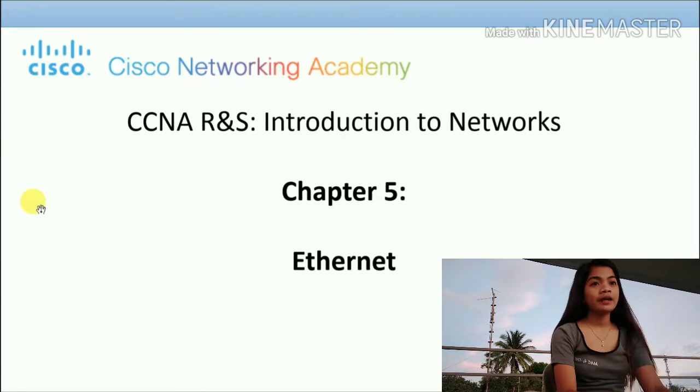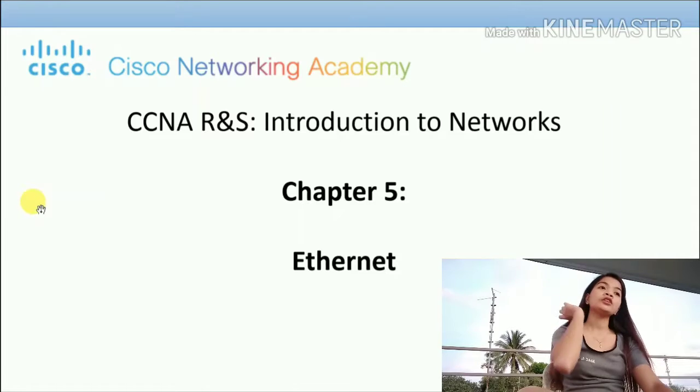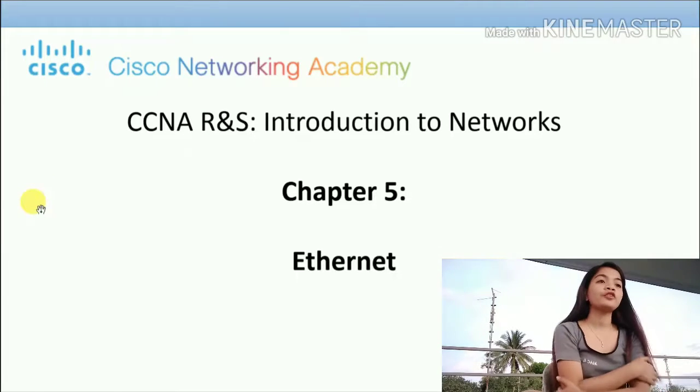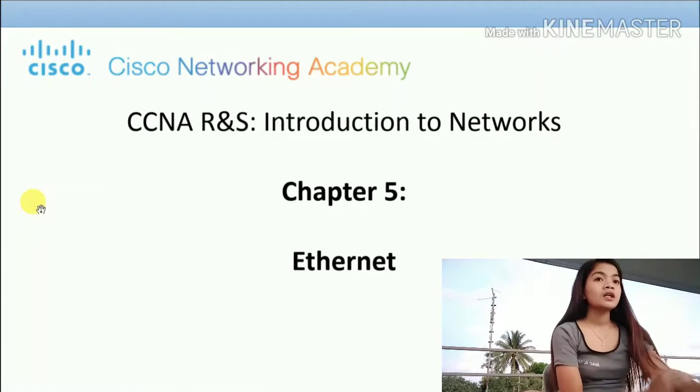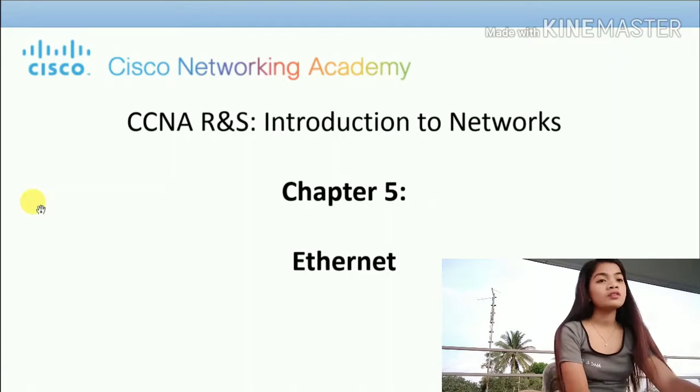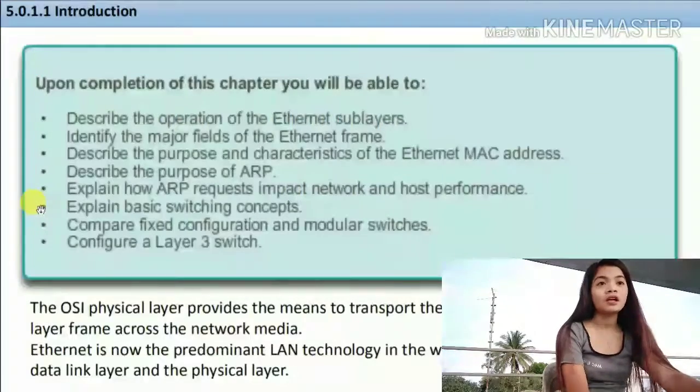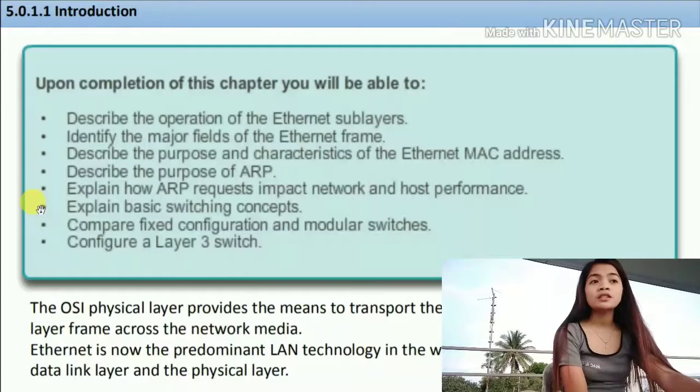So for chapter 5, CCNA Introduction to Networks, chapter 5 discusses Ethernet. The OSI physical layer provides the means to transport the bits that make up the data link layer frame across the network media. Ethernet is now the predominant LAN technology in the world. Ethernet operates in the data link layer and the physical layer. So, Ethernet is defined by the data link layer and physical layer protocols.